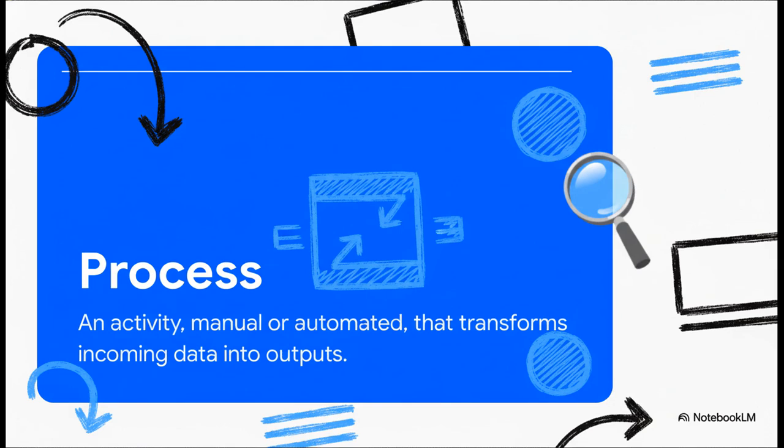Next, the process. This is where all the action happens. A process is any step that takes data in and changes it into something new. For example, a process called schedule interview might take an applicant's availability and turn it into a scheduled appointment. And here's a pro tip. Notice the name is always an action verb and a noun. It tells you exactly what it does.